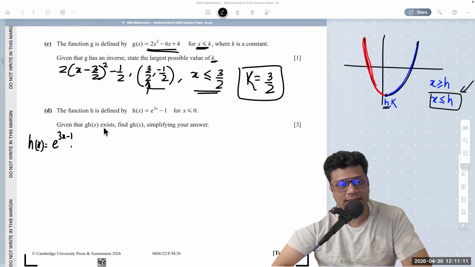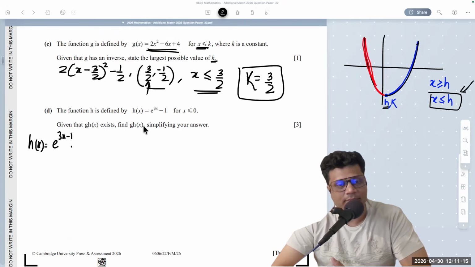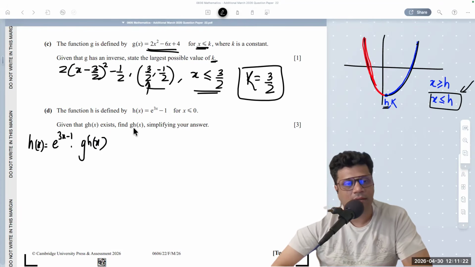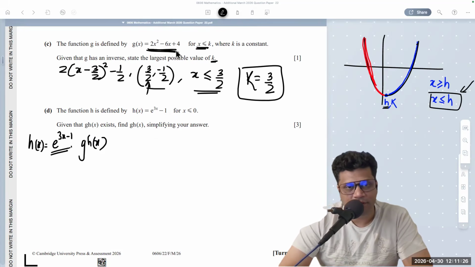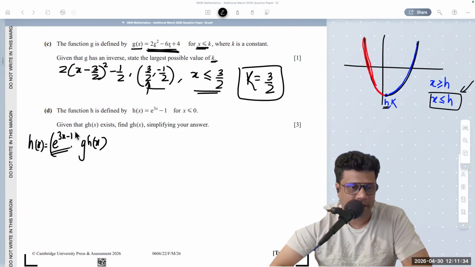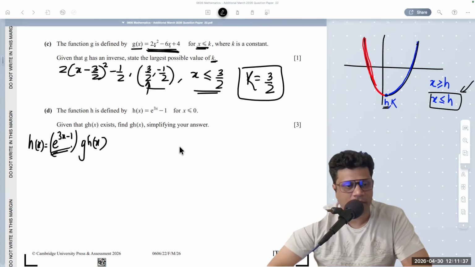Given that GHX exists, find GHX and simplify your answer. Okay, so I know GHX is nothing but the HX substituted into GX. Wherever I see X in GX, I'm going to substitute it with this whole thing. Okay, so let's go.